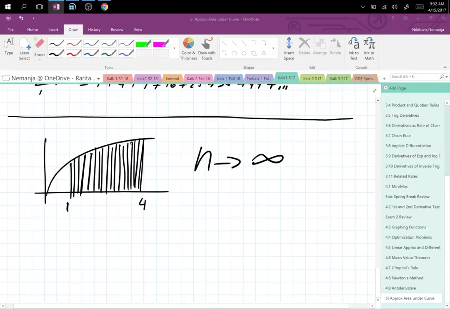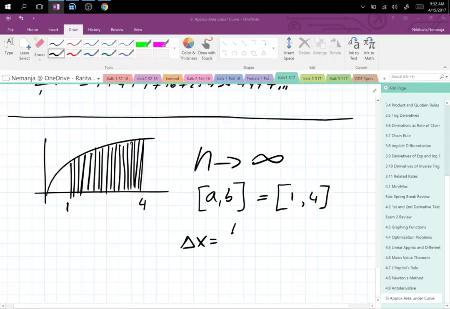So now, what is happening here? I can't escape the fact that I am on the interval, closed interval, which includes endpoints 1 and 4. I cannot escape that. So my delta x must remain b minus a over n. But b minus a is always a constant number which you are now dividing by infinity.